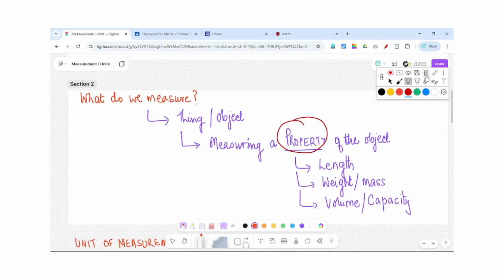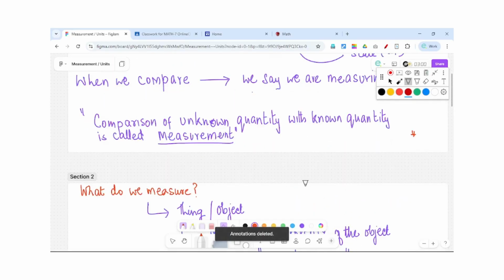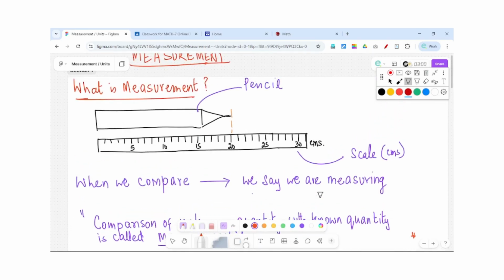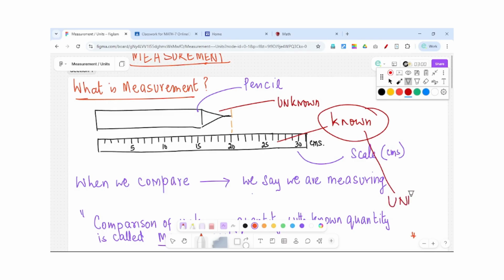Next we will see unit of measurement. In the above example, when we said this is an unknown quantity and this is a known quantity, this known quantity is what we call the unit of measurement. So what is unit of measurement? When we compare an unknown with a known quantity, the known quantity is called the unit of measurement. This we have to remember.